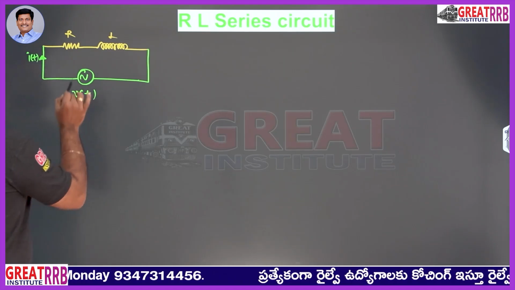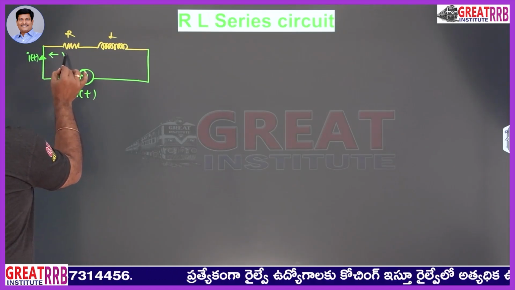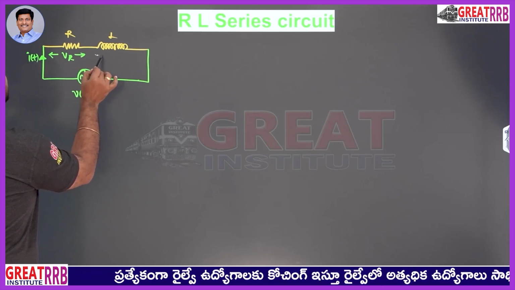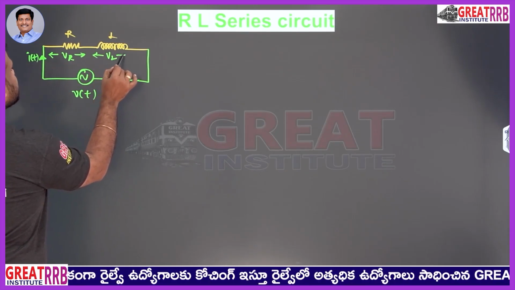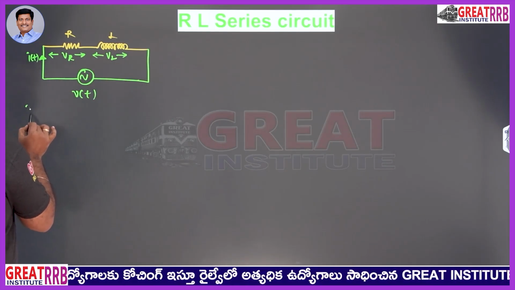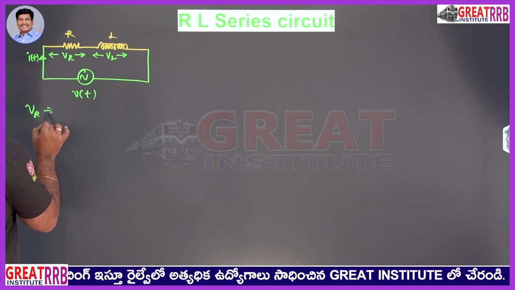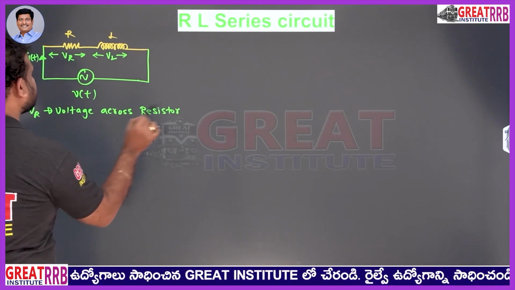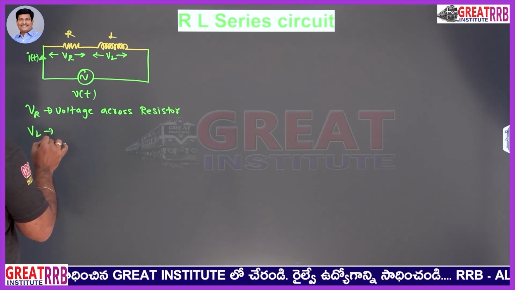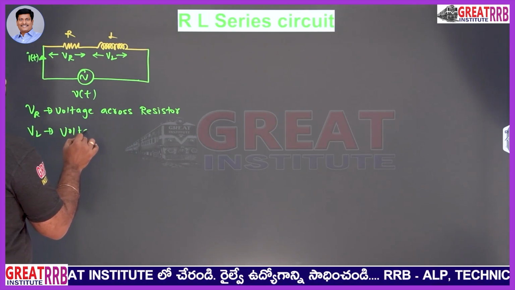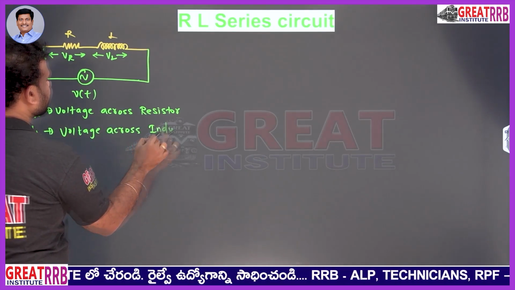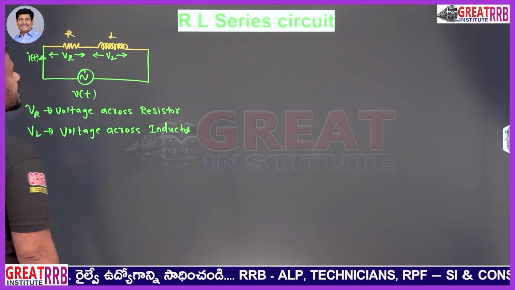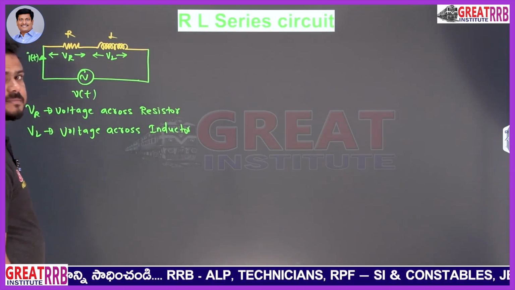Here the voltage across the resistor is VR, and the voltage across the inductor is VL. Let me write the points. VR means voltage across the resistor. Similarly, VL means voltage across the inductor. So here the inductor and resistor are connected in series.